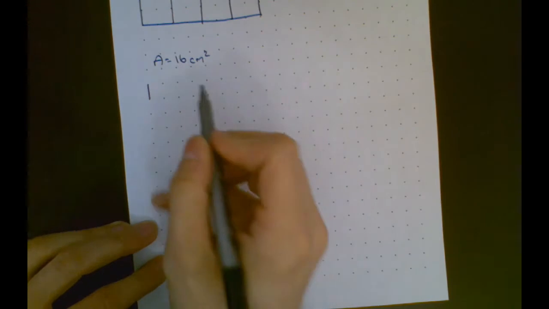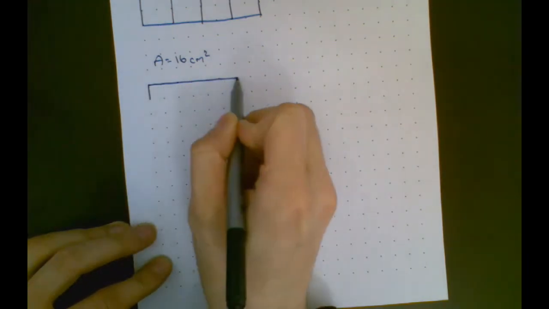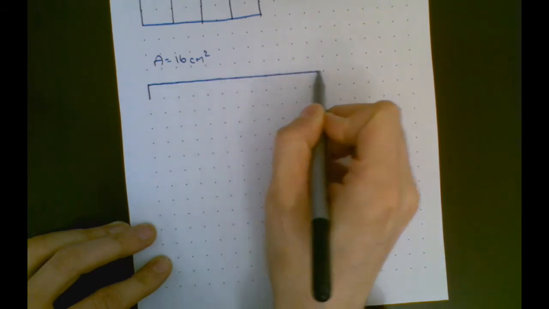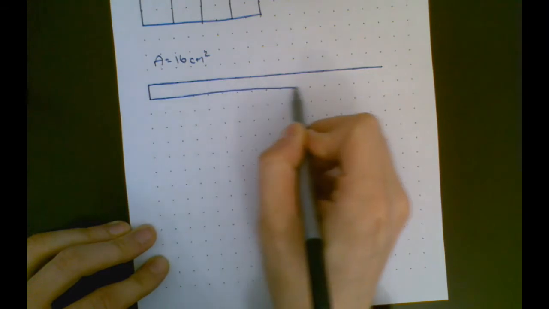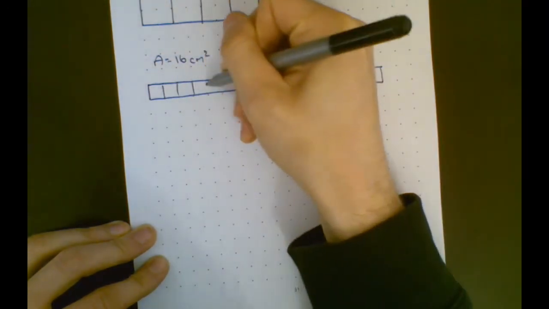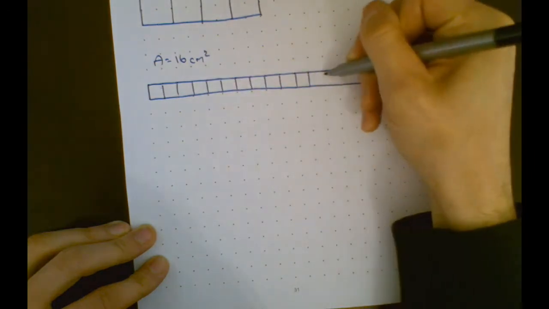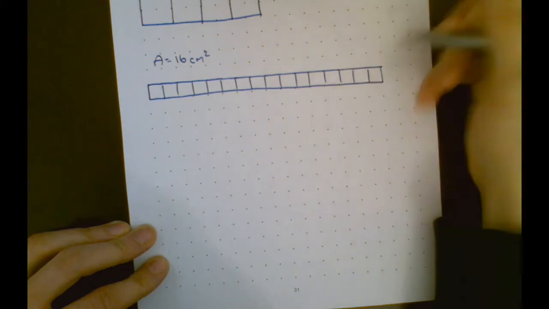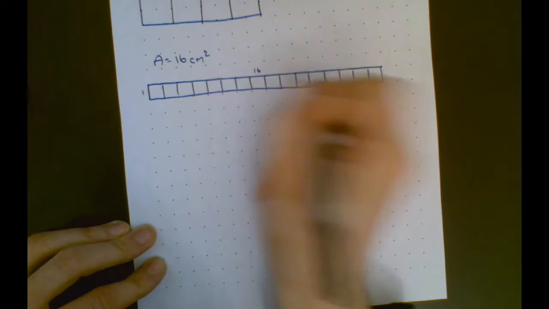Now it's just a matter of counting out the squares. So I've got 1, 2, 3, 4, 5, 6, 7, 8, 9, 10, 11, 12, 13, 14, 15, 16. My goodness, long, skinny rectangle there. I'll pop in my lines to break up the squares. So that's the first one. We've got a width of 1 and a length here of 16.